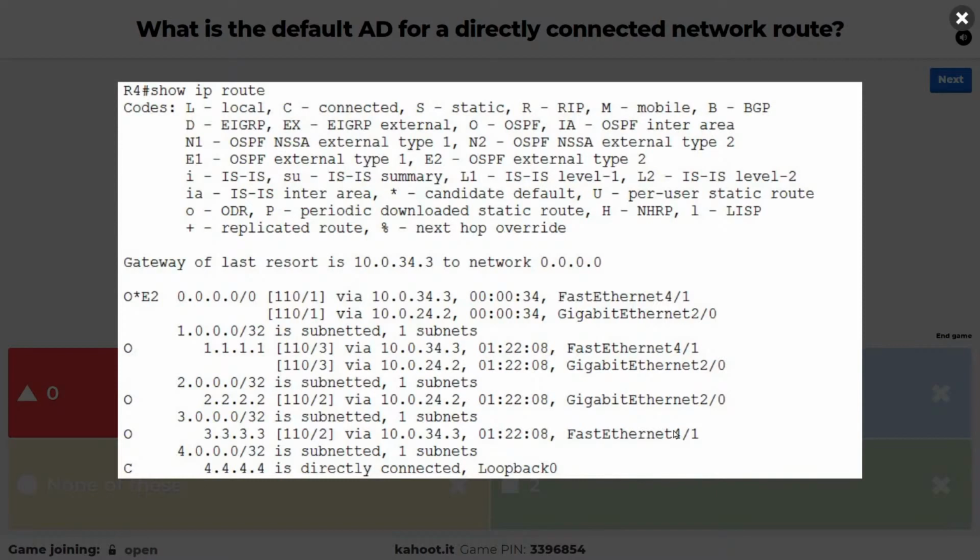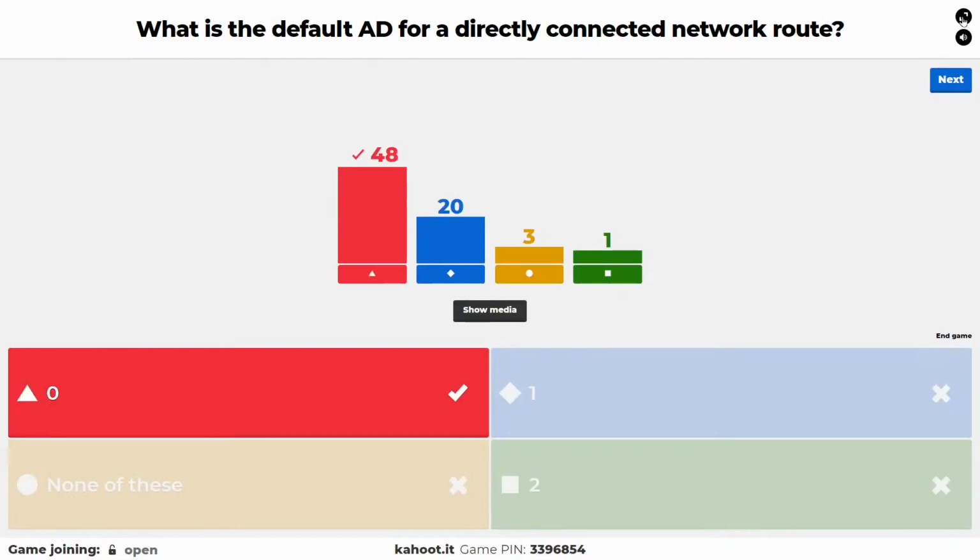Now, it doesn't show you that. It just says it's directly connected, but be aware that if you have a directly connected network, by default, that AD is 0, meaning it's very trusted. So if this router learns another network that's in conflict with that, the administrative distance of 0 is pretty hard to beat. All right, let's continue.